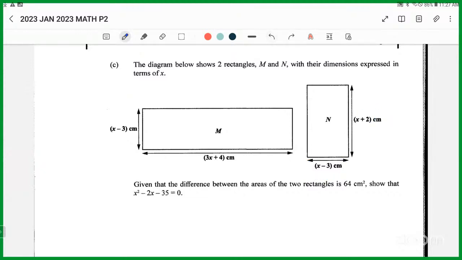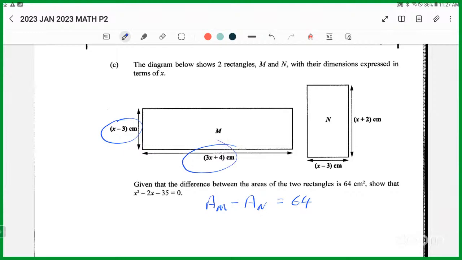It says, given that the difference between the areas of the two rectangles is 64, it means that the area here minus the area here is 64. Show that this expression is true. Find that expression. What I'm basically saying is that the area of M minus the area of N is equal to 64. But this is the bigger one. What is the area of M?